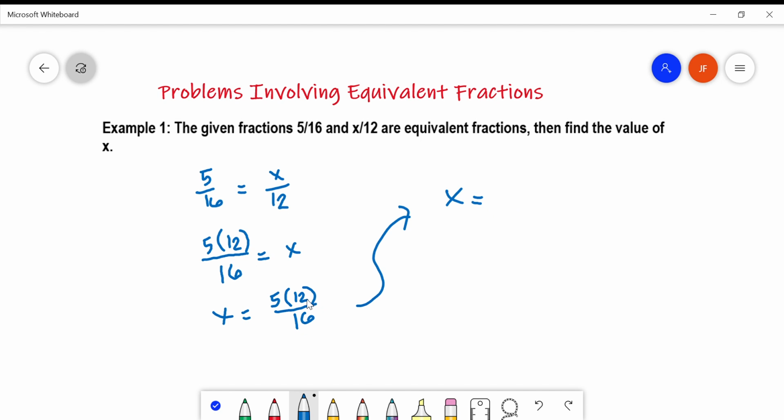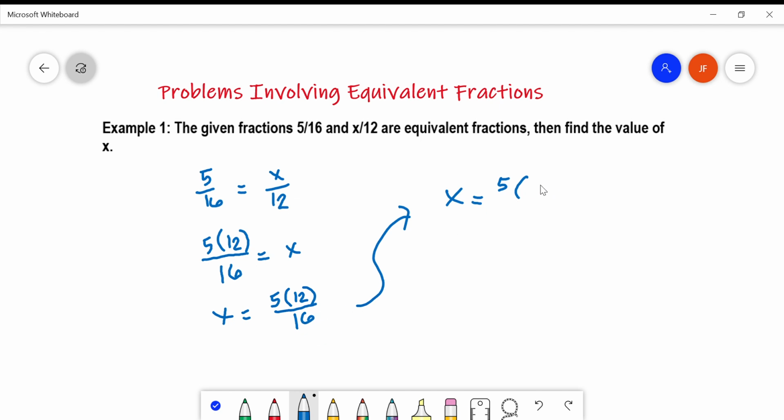we can multiply 5 by 12, or we can do the cancellation process. The cancellation process helps us to lighten the burden of calculations. Okay, how does it help? Okay, so instead of multiplying 5 times 12, which is equal to 60, we are going to factor 12 as being compared to 16.